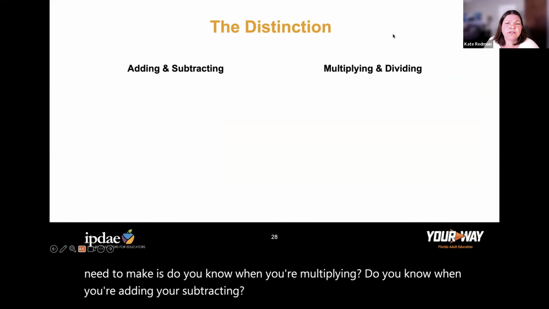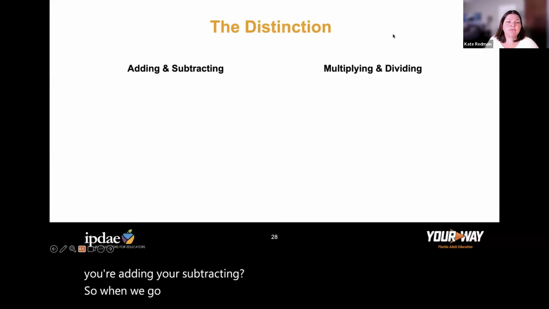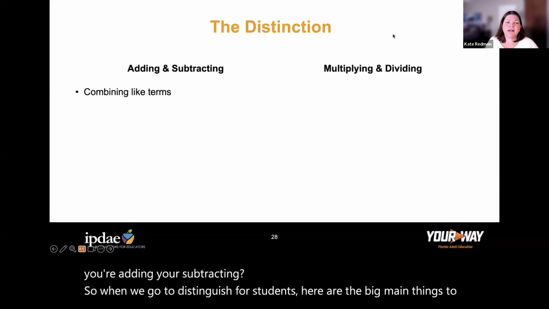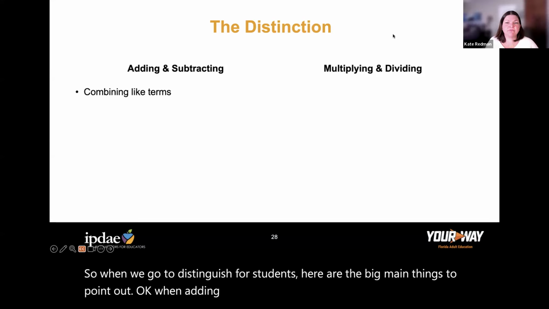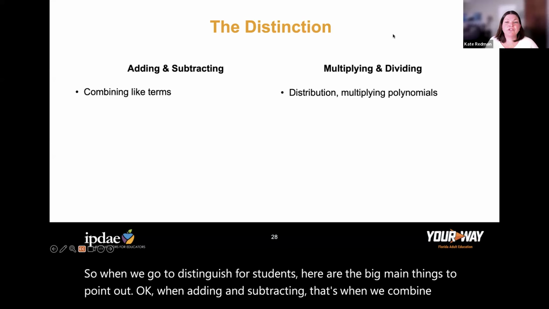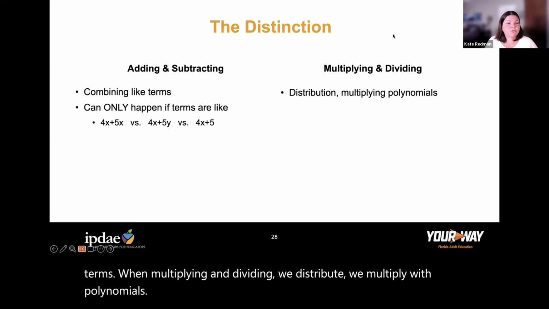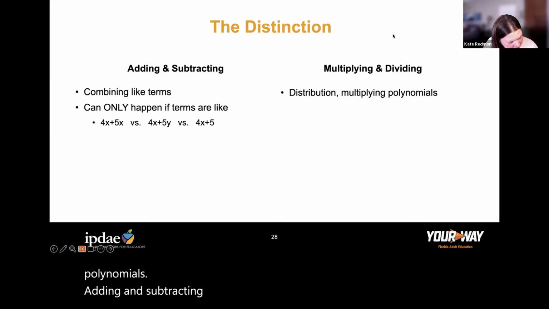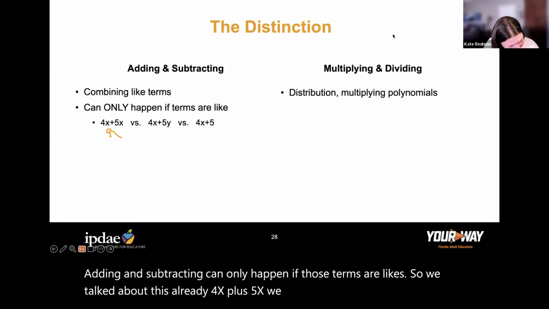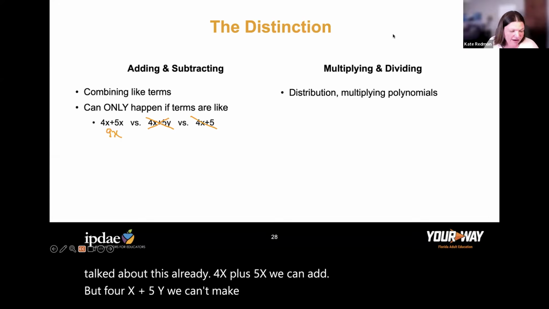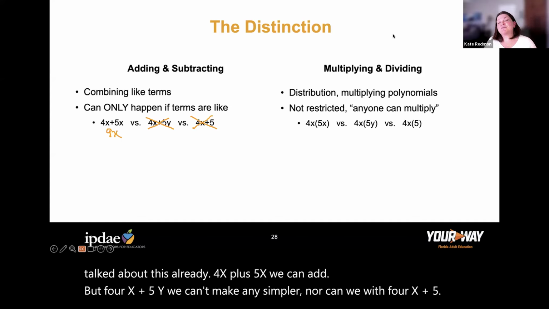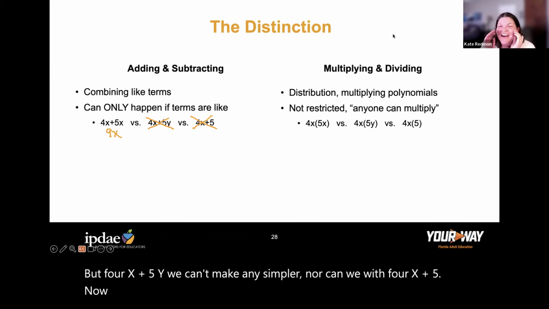So when we go to distinguish for students, here are the big main things to point out. Okay. When adding and subtracting, that's when we combine like terms. When multiplying and dividing, we distribute, we multiply with polynomials. Adding and subtracting can only happen if those terms are like. So we talked about this already. 4x plus 5x we can add. But 4x plus 5y we can't make any simpler, nor can we with 4x plus 5. Now, multiplication though, you guys, sometimes I say addition and subtraction is like the army.